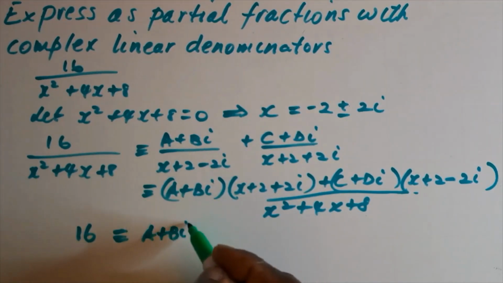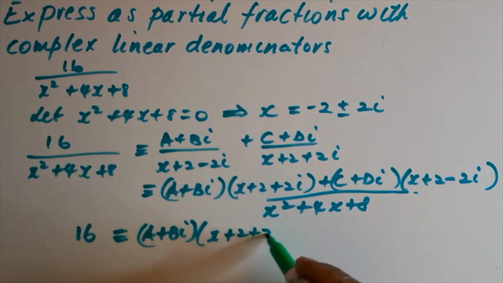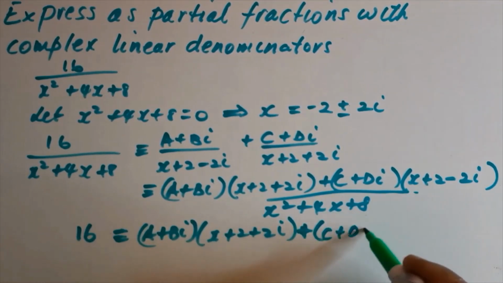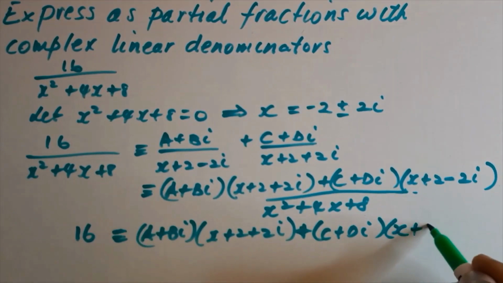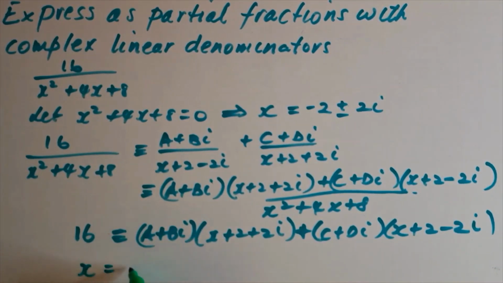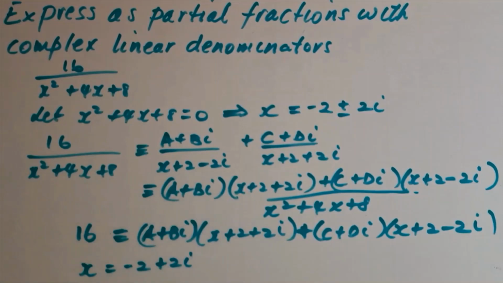A add bi brackets x add 2 add 2i add c add di x add 2 minus 2i. Now when x is equal to one of these options, we'll take minus 2 add 2i. One of these will be eliminated. In this case it's a add bi, because we replace x with this value, and a add bi would be multiplied by 0, so it's eliminated.